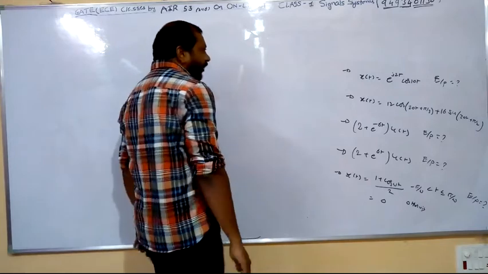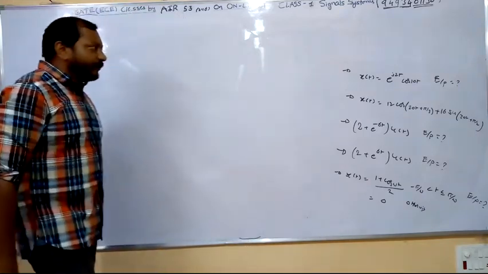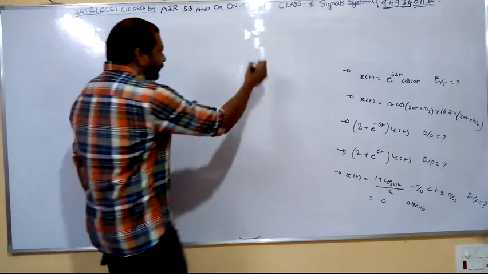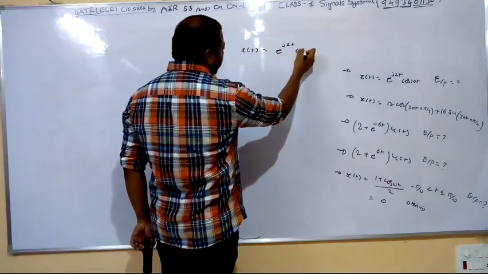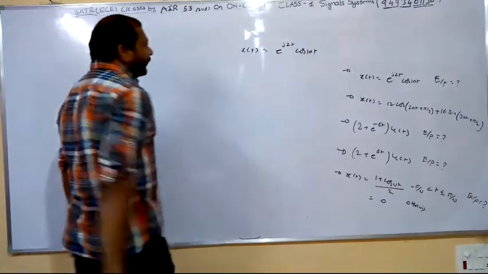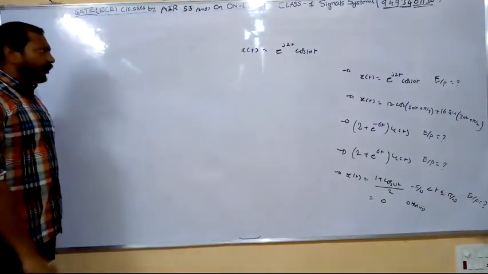Next, coming to this one, x of t equal to e to the power j2t cos 10t, they have given. What is the energy or power? If it is an energy signal, what is the energy? If it is a power signal, what is the power? You need to calculate. Given signal x of t is equal to e to the power j2t cos 10t.